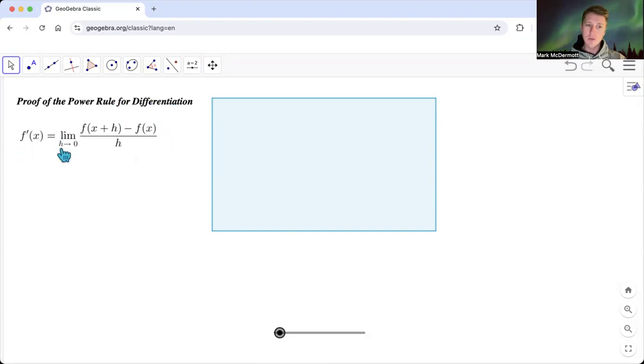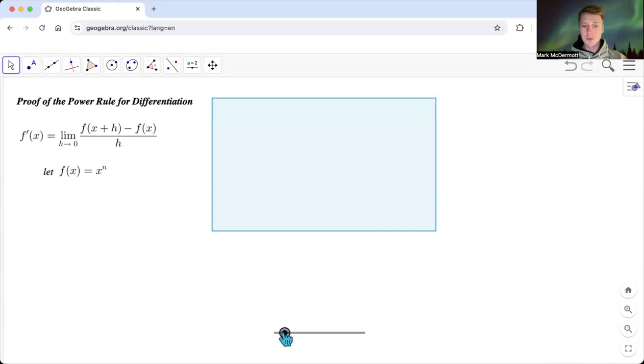But basically, the derivative of a function is defined as the limit as h approaches 0 of f of x plus h minus f of x all over h. And so our job in this video is to say, okay, if f of x equals x to the n, find f dash of x. What is the derivative of this? And we should get something like n x to the n minus 1, because that is generally how we apply the power rule for differentiation.